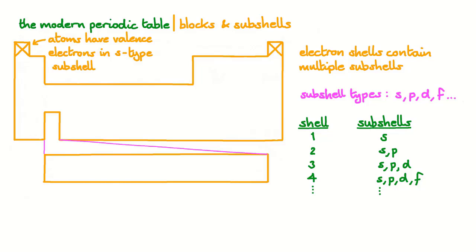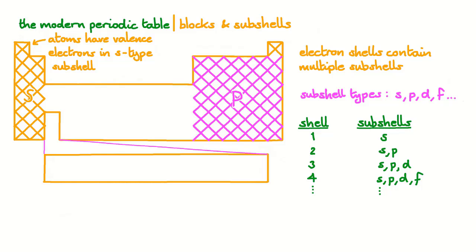We can group elements based on which type of subshell the valence electrons for atoms of that element are in. For instance, hydrogen and helium are said to be in the s block because the outer electrons of hydrogen and helium atoms are in an s-type subshell. And elements in group 1 and 2 are also said to be part of the s block. All the elements in group 13 to group 18, apart from helium, are part of the p block.